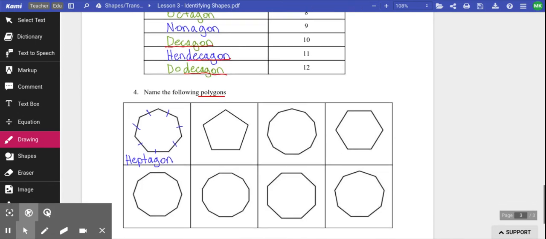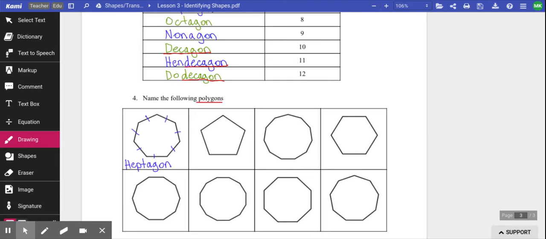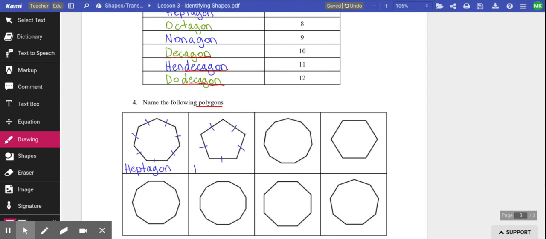If we look at our next shape, if we want to name that polygon, we're going to count the sides. There's 1, 2, 3, 4, 5. A 5-sided shape, if we look at our chart, is called a pentagon. If we look at our third shape, if we want to name it, we got to count the sides. So we have 1, 2, 3, 4, 5, 6, 7, 8, 9, 10, 11. 11, if we look at our chart, is a hendecagon.